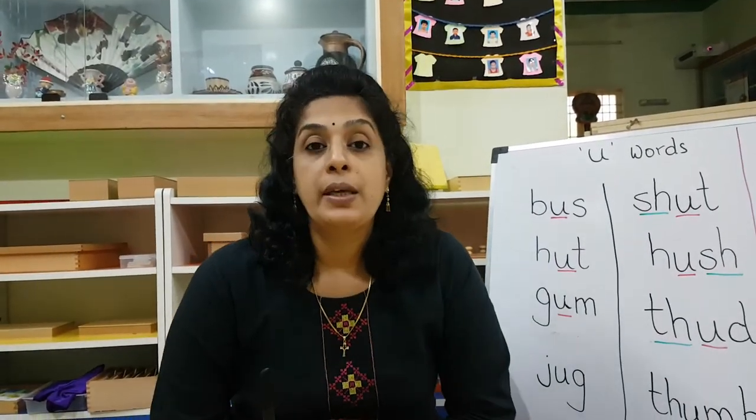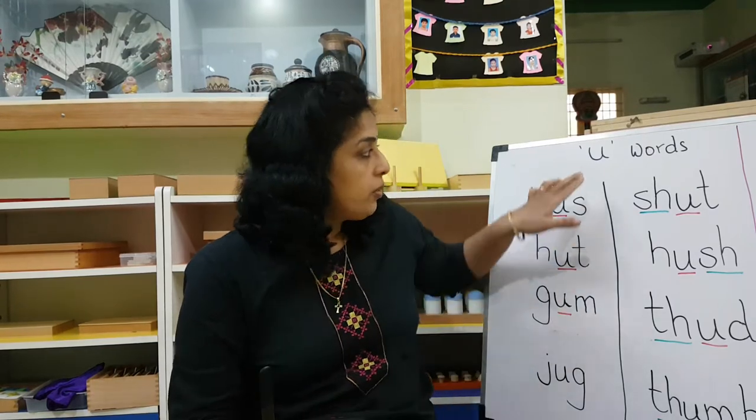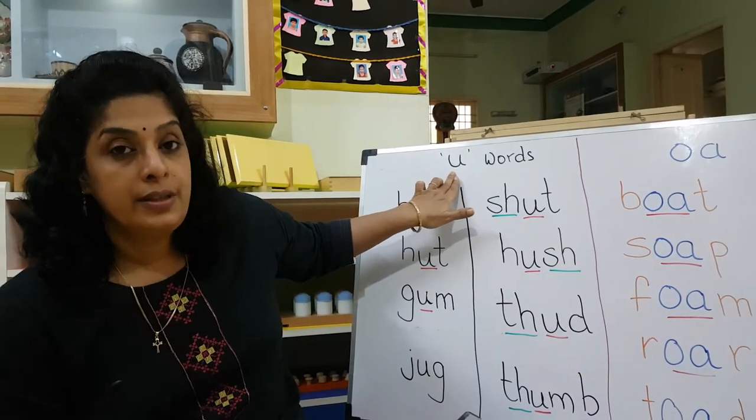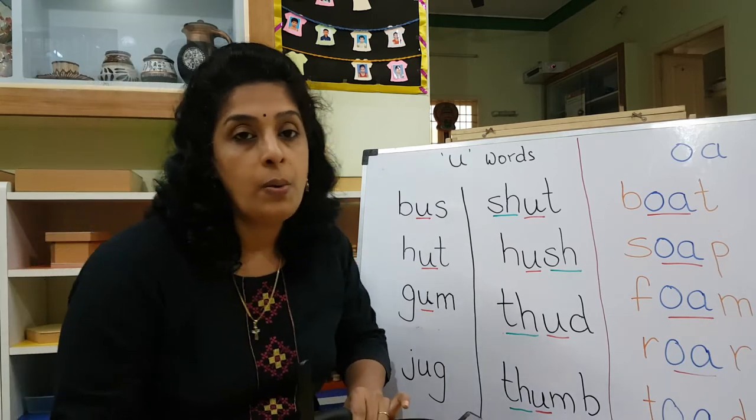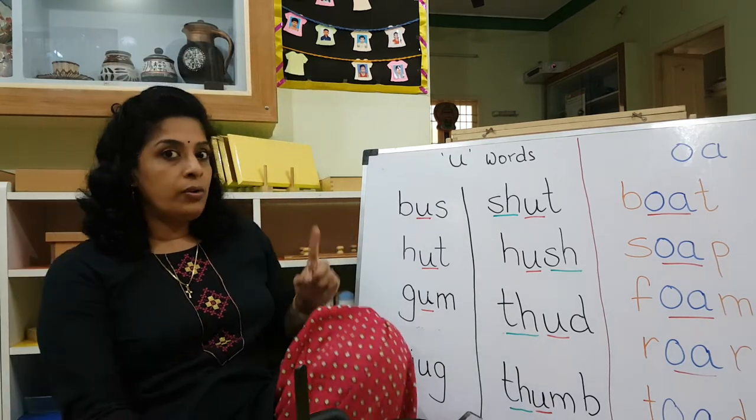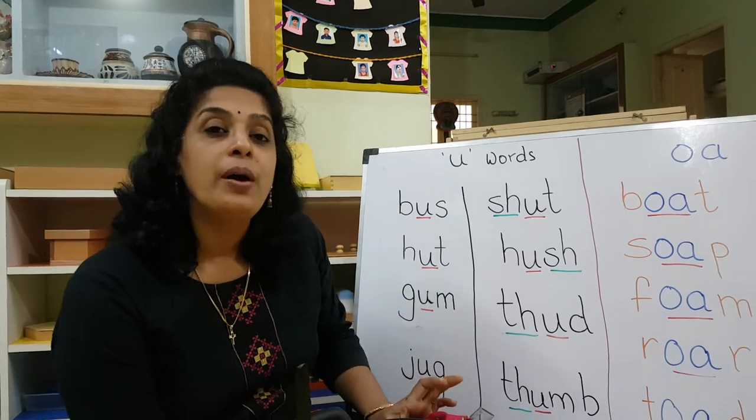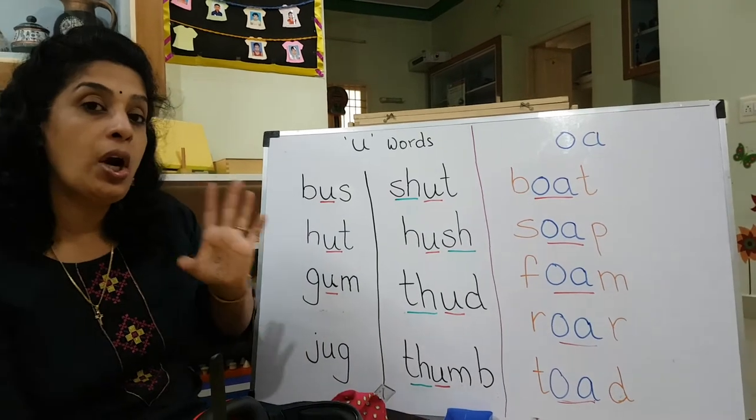Today we will be doing the short u sound. U. U means what will you write? You will write the letter U, right? What's the sound for the letter U? U. You should also know the name, right? What is the name for this? U. But what is the sound for it? U. And it's a short u.